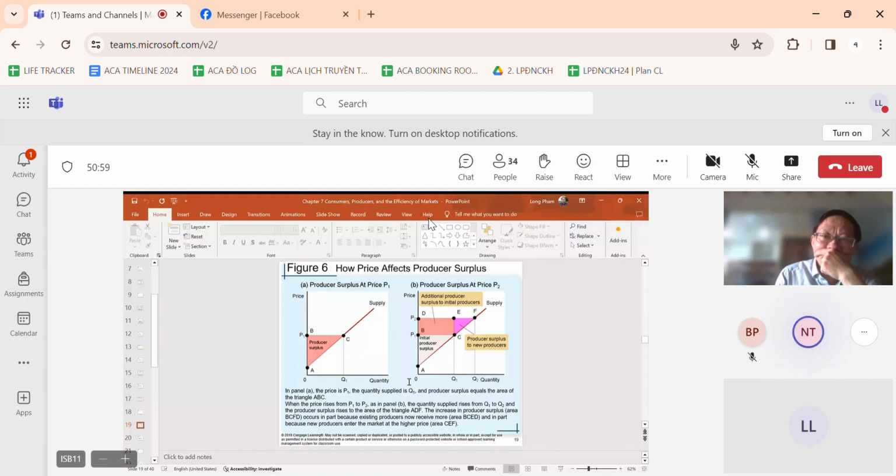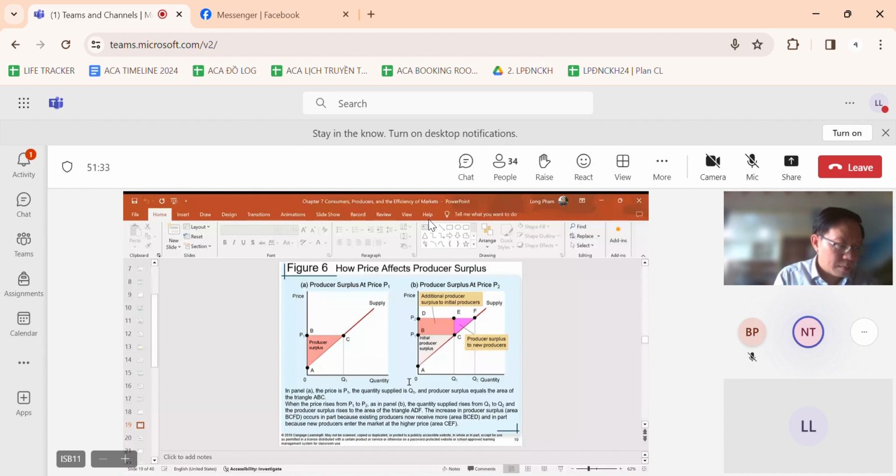Yes, so we have two pictures here to demonstrate what I have said. In picture A, the consumer surplus at price one is a small triangle, and in picture B, when the price increases from price one to a higher price two, the triangle will be larger.